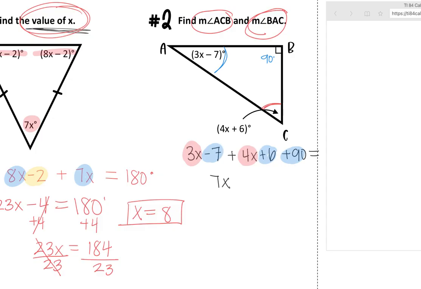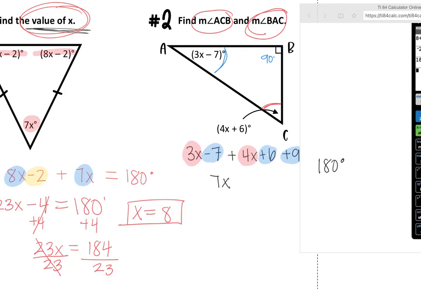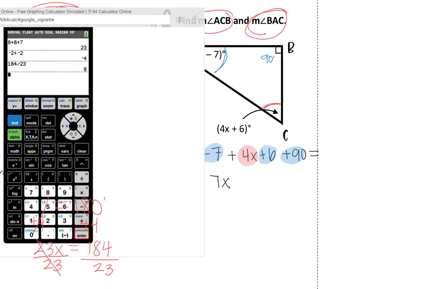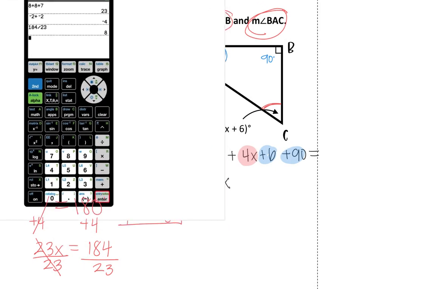Negative 7 plus 6 plus 90. Okay, that one, since it's a little bit harder, I am going to pull in my calculator and see what it is. Let me see. Okay, so I'll put it right there on the side. I know I need to plug in my numbers. Let me do that.